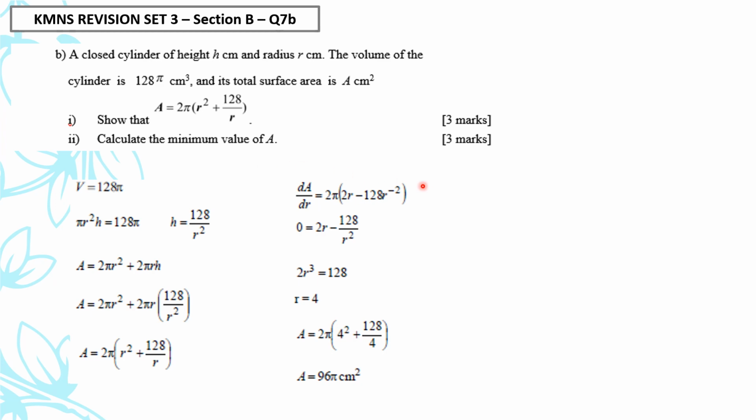So again, we have to differentiate, equate with 0, and find the value of R, and check the value of A again using R equals 4 to get your value of A equals 96 pi centimeter squared. And that is all for topic 10.